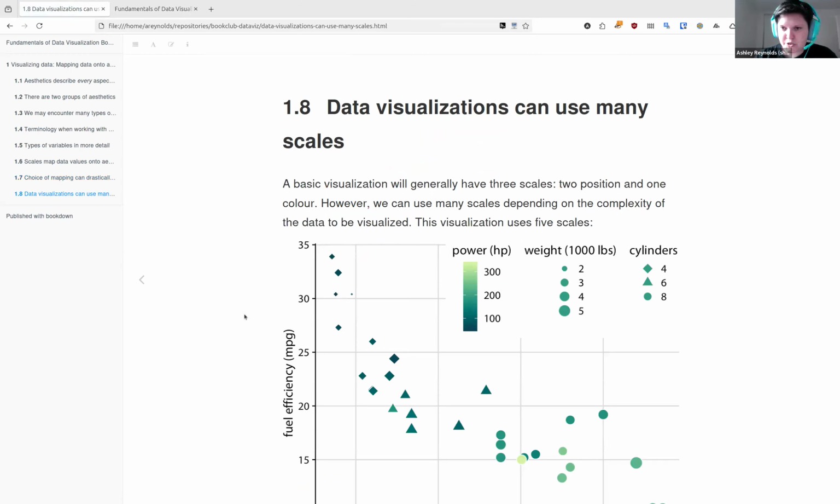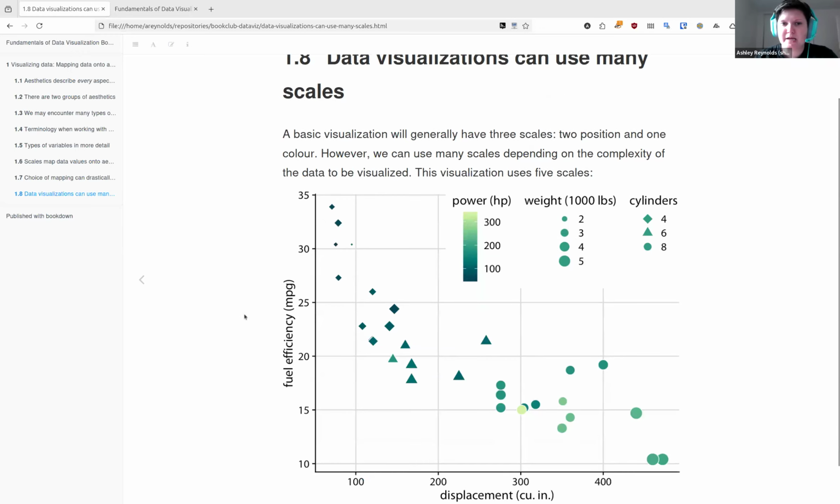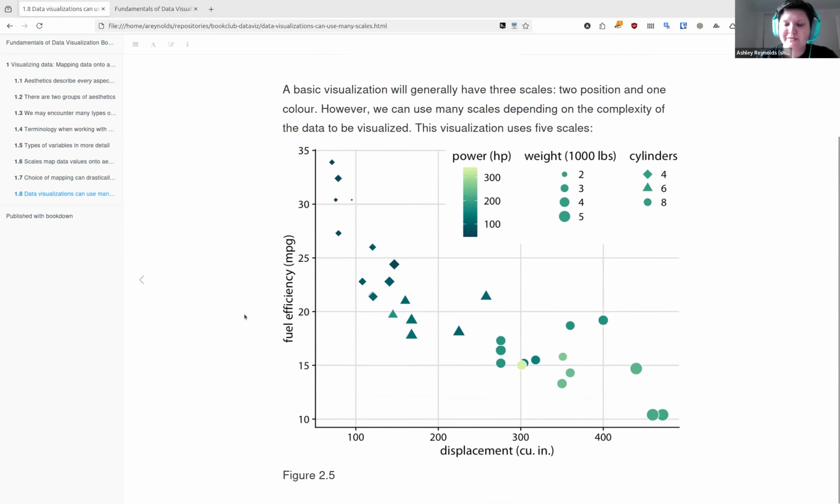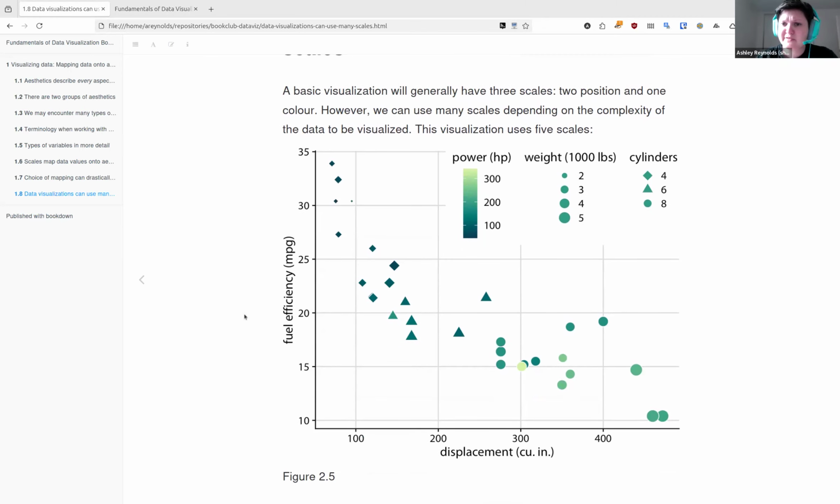The basic visualizations that we just showed generally have only three scales. They've got two position scales, so an X and Y axis, and a color scale. But depending on the complexity of the data to be visualized, you may use many more scales than that. The visualization in figure 2.5 has five scales. We've got our X and Y scales here, as well as a color scale, a size scale, and a shape scale, all representing different aspects of the data.